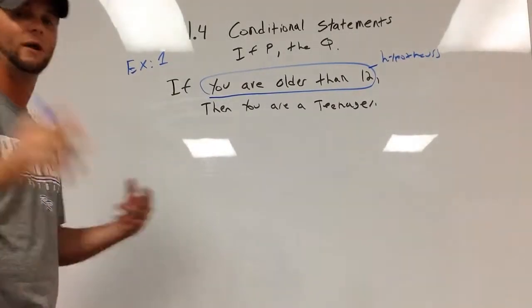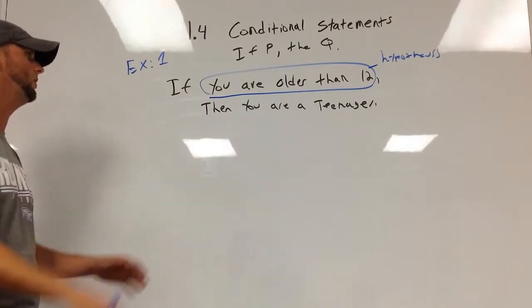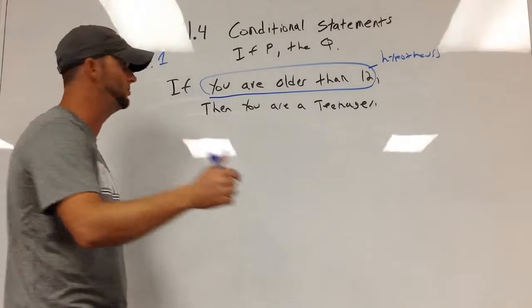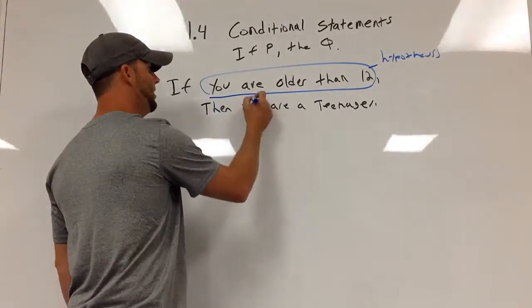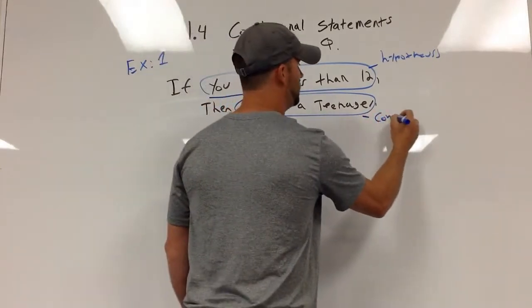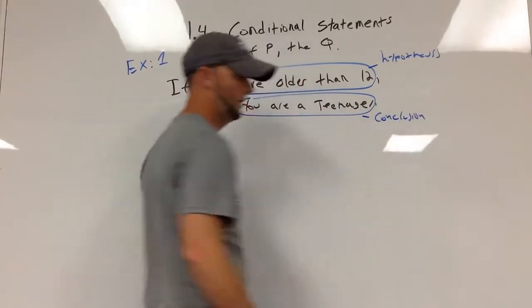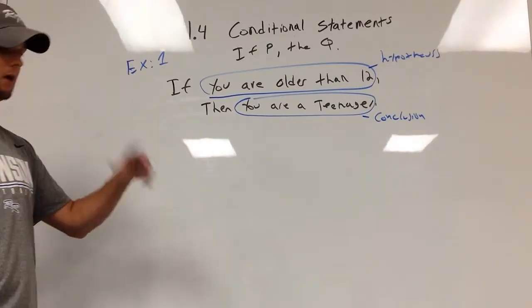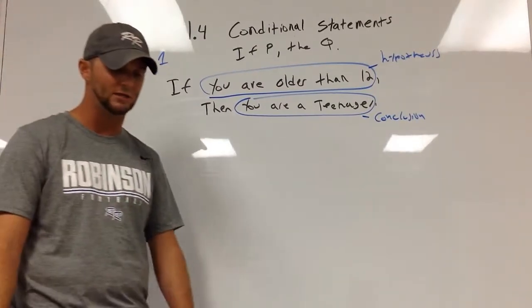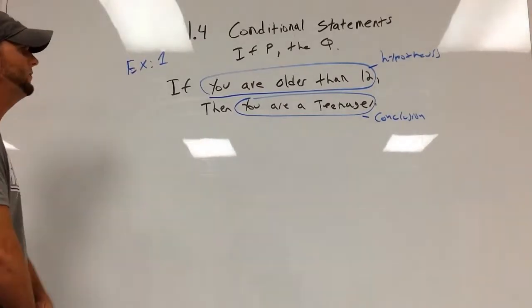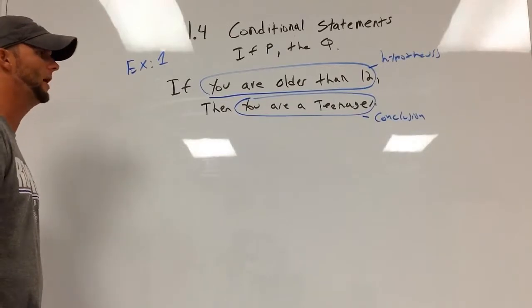So next, we're going to point out the conclusion. So I told you earlier, anything that comes after the then is always your conclusion. So then you are a teenager is going to be known as your conclusion. Okay? And so now that we know the hypothesis and we know the conclusion, it now wants you to state what the truth value is. So let's go ahead and read this. If you are older than 12, then you are a teenager.